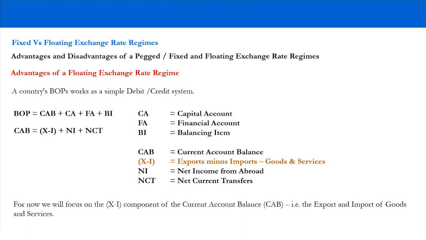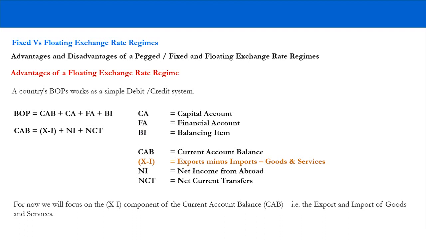The balance of payments is also made up of the capital account, the financial account, and the balancing item. And it's the sum of all these parts. So the balance of payments is the sum of the current account balance, the capital account, the financial account, and the balancing item. Now let's not worry too much about these other items for the moment. So let's not worry too much about the capital account, the financial account, and the balancing item.